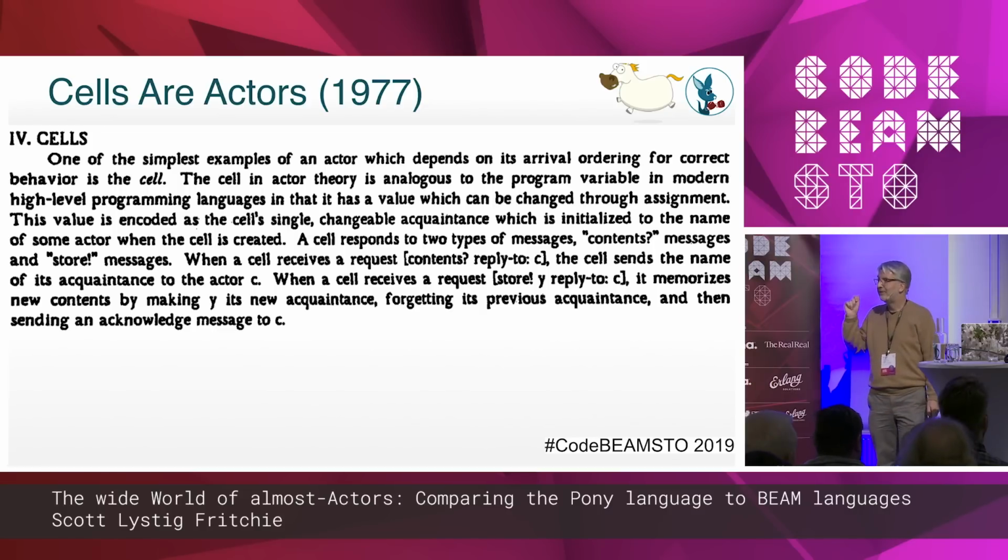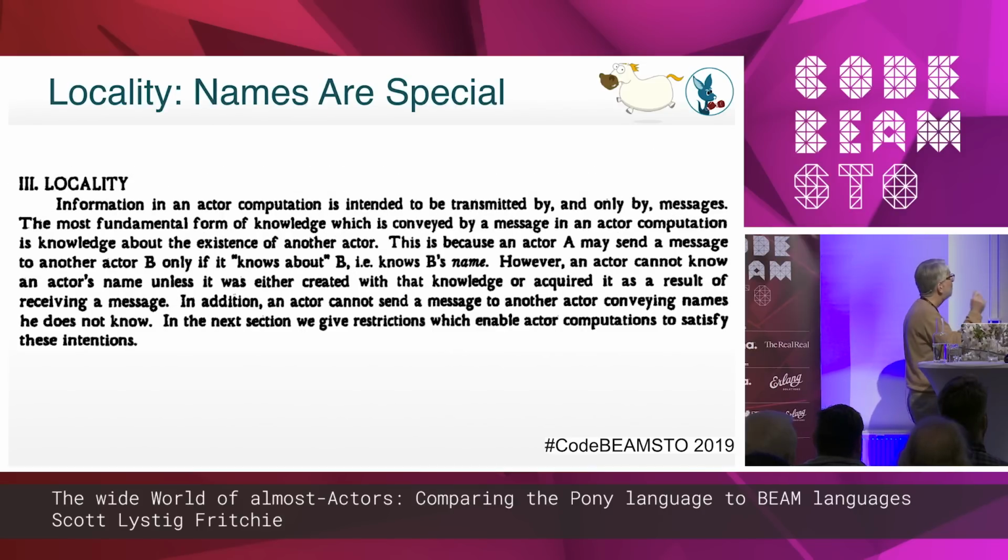The names of actors are quite important in terms of locality. So Hewitt and Baker say that you need to know about the existence of another actor, and you need to know its name. And the only way you can send a message from actor A to actor B is if A knows about B. So A must know B's name. And the only way you can get that is if you created actor B, or you got B's name in a message earlier somehow.